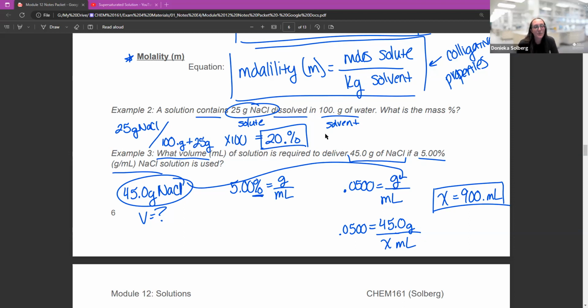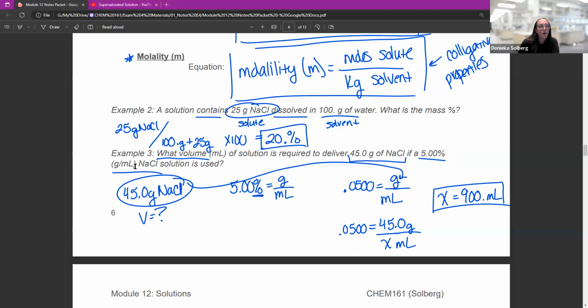Now, remember, everything except molality is the part for the whole thing. Okay, so example number 3: what volume of solution is required to deliver 45 grams of NaCl if a 5% grams per milliliter NaCl solution is used? So this is more of a problem-solving one. I'm not just asking you to calculate the concentration. I'm giving you the concentration. So it's 5% NaCl, and this would be a mass per volume percentage.